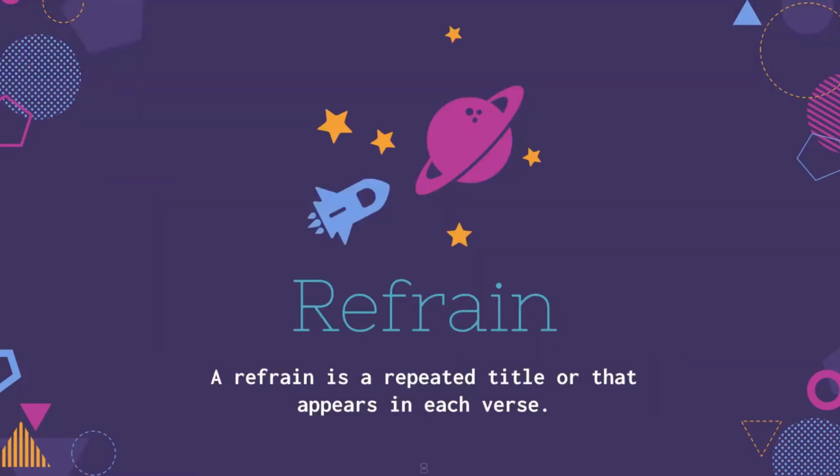So then what is a refrain? A refrain is a repeated line that appears at the end or the beginning of each verse. So it's kind of like a summarizing line or a hook line that usually contains the title, and it usually comes at the end or sometimes the beginning of each verse.